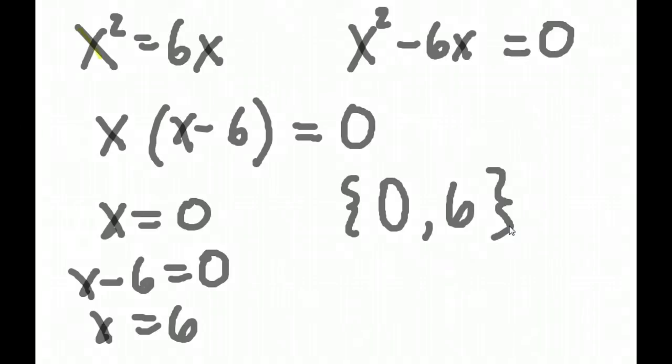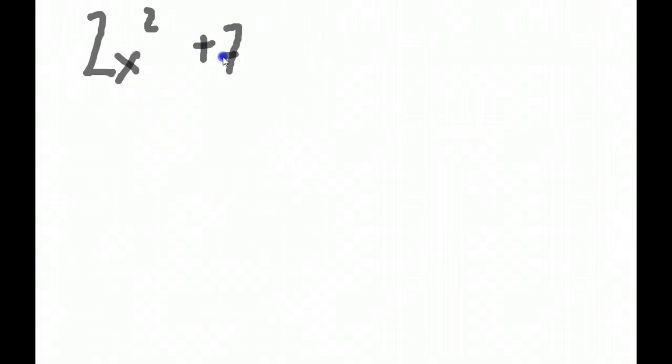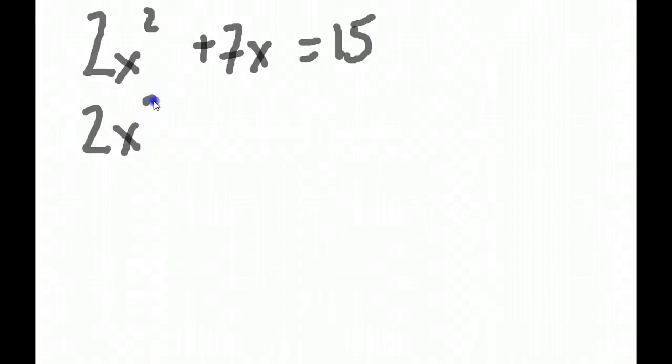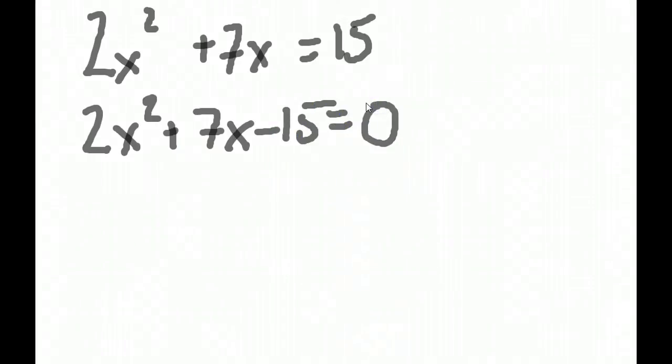Okay, so now here's another one. Let's go through this one. This one says 2x squared plus 7x equals 15. First things first, we need to put it into quadratic equation form. So what would that be? 2x squared plus 7x minus 15 equals 0? Yes. Minus 15 equals 0. Okay, and this is factorable.